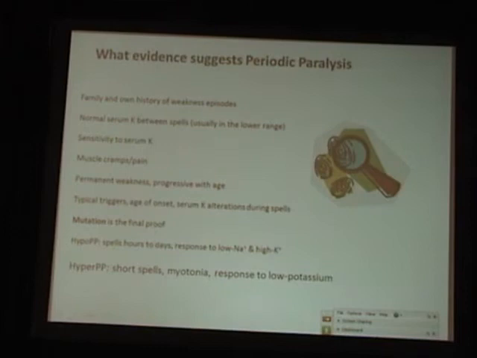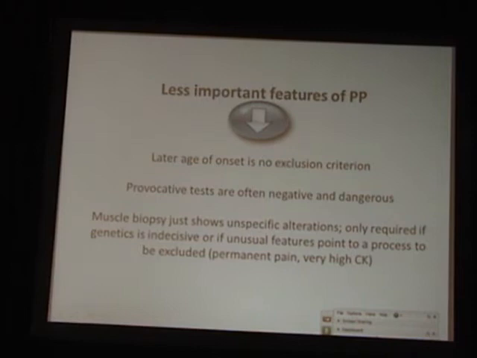Everybody here in the room knows what is on that file. Mutation, of course, is a final proof, but we have learned several times that about 2/3 of all the patients with periodic paralysis have a detected mutation. The rest has a yet undetected mutation. These are less important features of periodic paralysis, especially the late age of onset, no exclusion criterion.